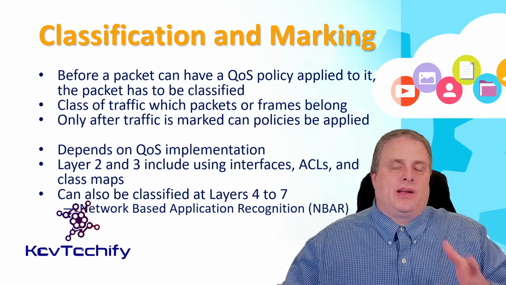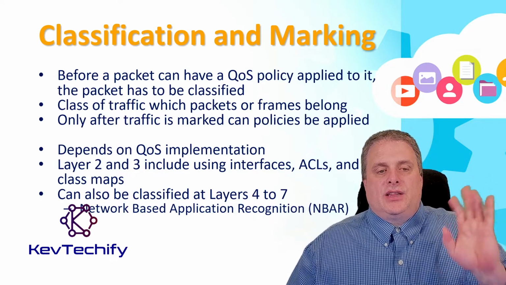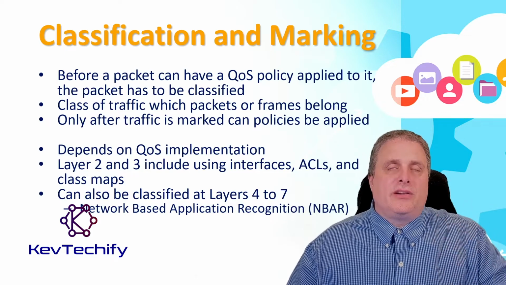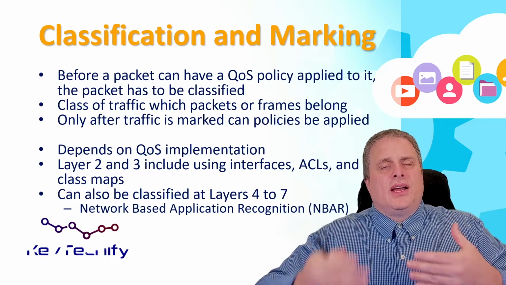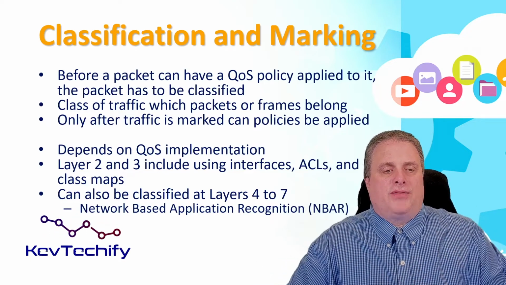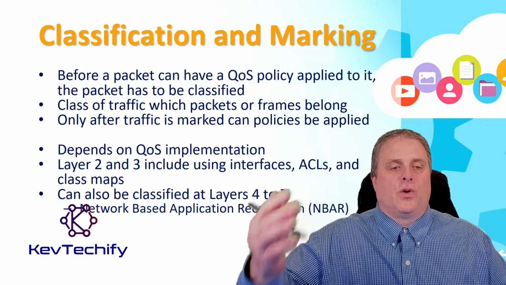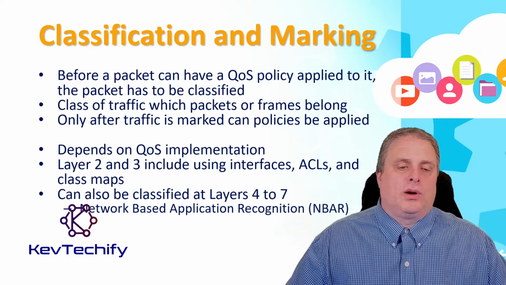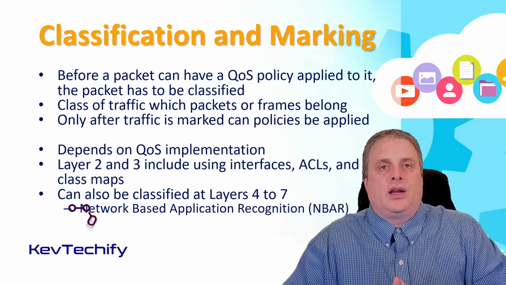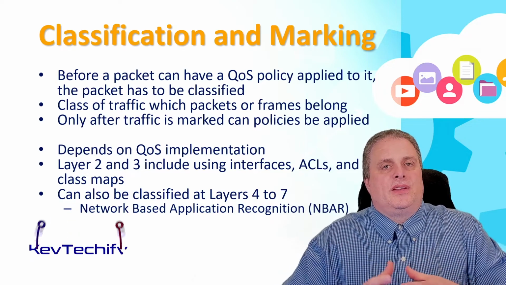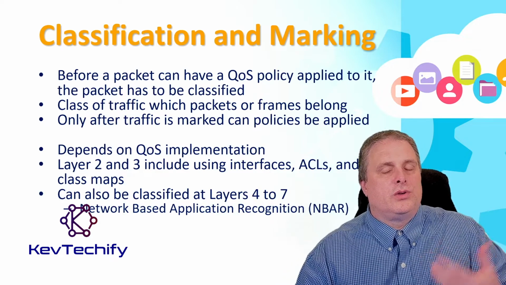Classification depends upon your quality of service implementation. We can do classification at layer 2 and layer 3. We can use interfaces, access control lists, and class maps to go in and classify and mark our traffic. We can also classify traffic at layers 4 to 7, and that would be using network-based application recognition, meaning the software you're writing can go in and manipulate the data in your packets to prioritize your traffic according to quality of service.